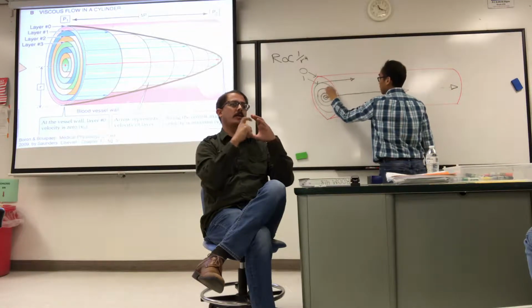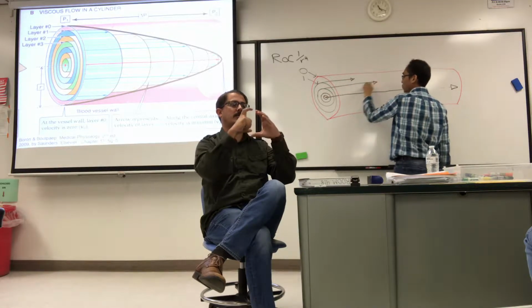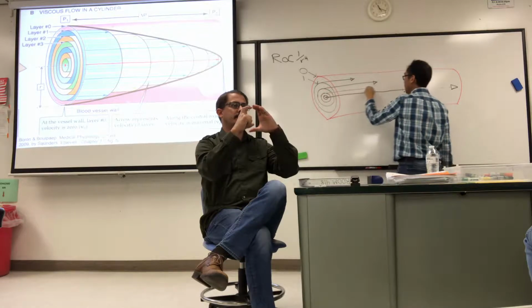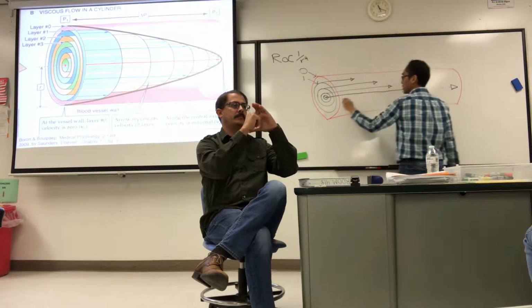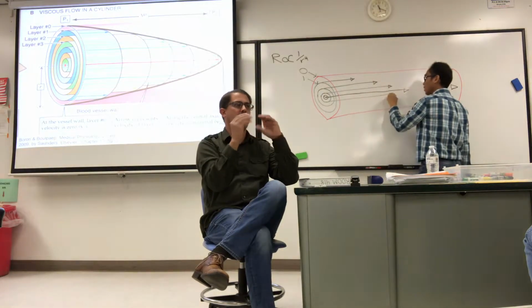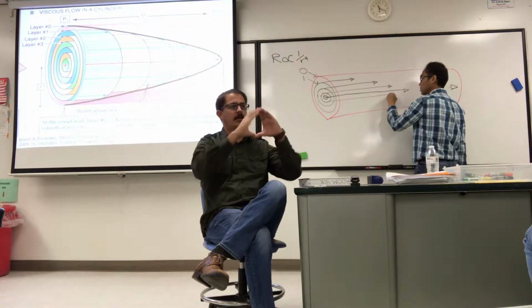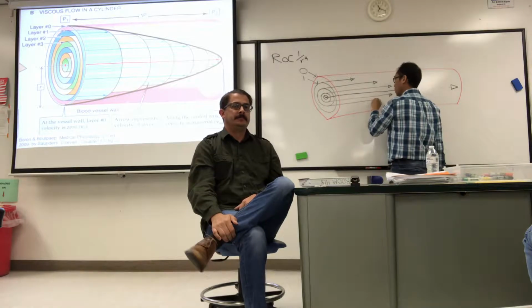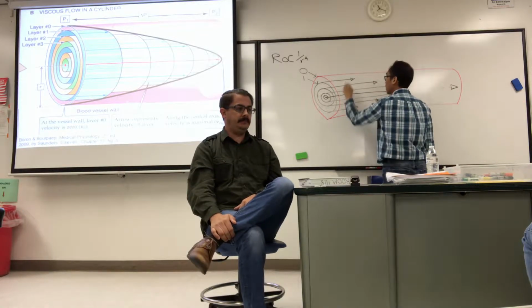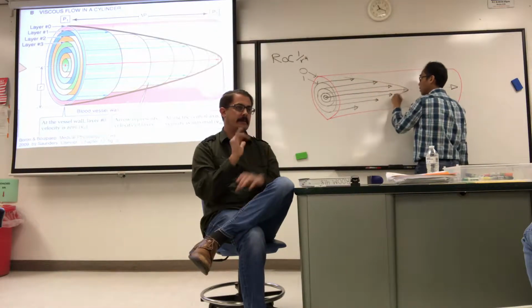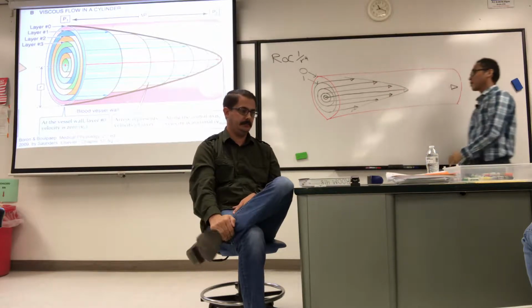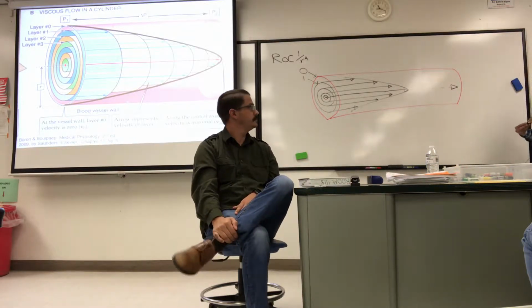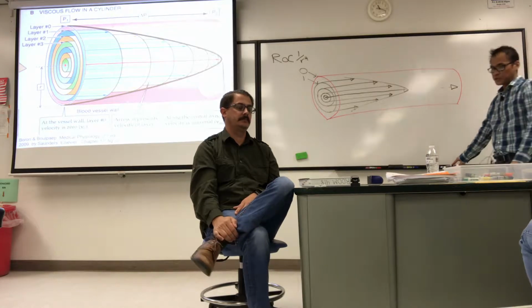But then the next layer, as you go progressively further away from the vessel wall, it becomes faster and faster, right? So that's kind of what we're going with here. This kind of nice, smooth shape there.